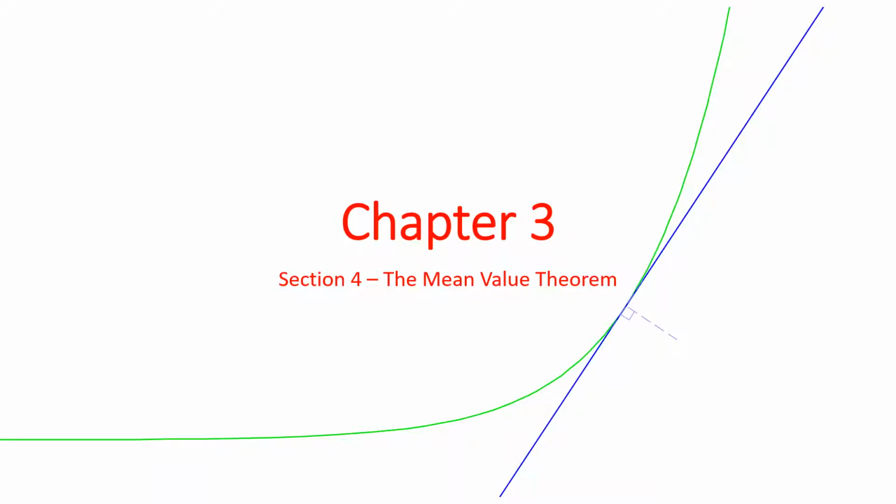In this next section in chapter 3, we are going to be looking at something called the mean value theorem, which looks a lot like the intermediate value theorem, but there are some pretty big differences. And we will also be looking at finding the derivatives of piecewise functions and then making them continuous and differentiable.